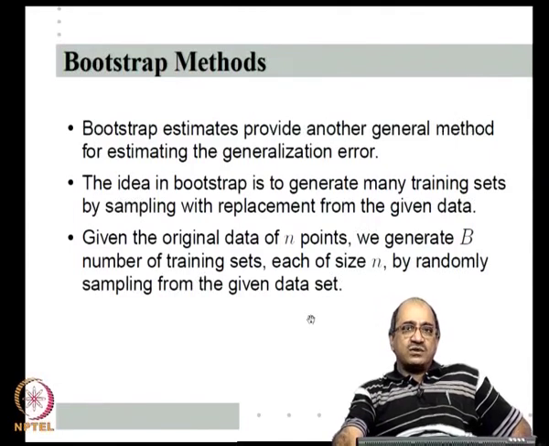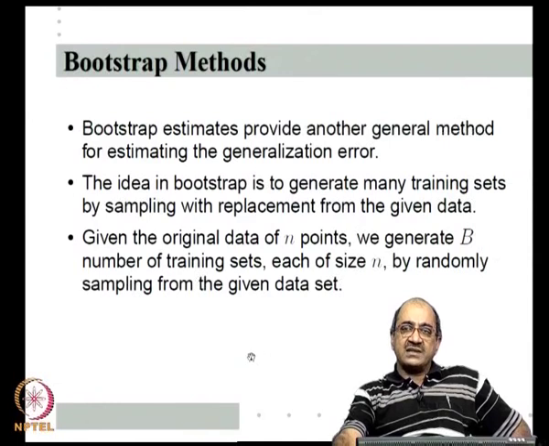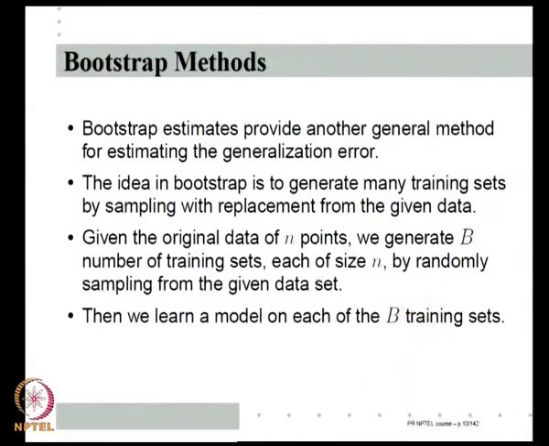They may of course have many things in common, but some of the points may be unique in each data set. Essentially the variation in different training data sets is coming because of the random sampling here. Then, like in the cross validation case, we learn one model on each of the training data sets. If there are B training data sets, we learn B models, each one on one of the training sets.